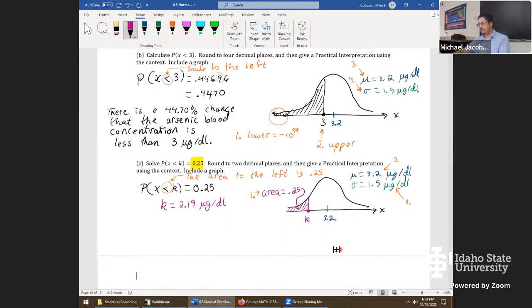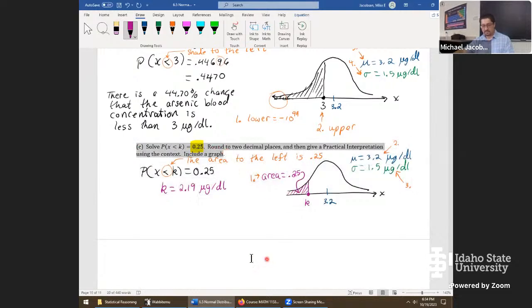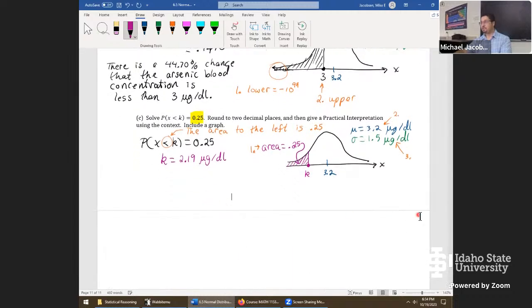Let me get some extra space here. Oh, that's way too much. That was the one we're going to change in just a moment.